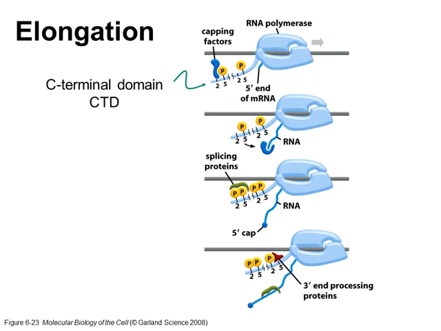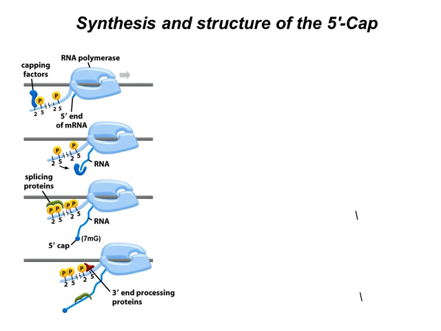All right, so how much of that detail do you have to understand? I want you to understand the basics, that during the process of elongation, this C-terminal domain carries along proteins that are necessary for capping, splicing, and then tailing, processing of the tail. So what do I mean by capping? And why does it happen? Here's just a summary of what we just talked about.